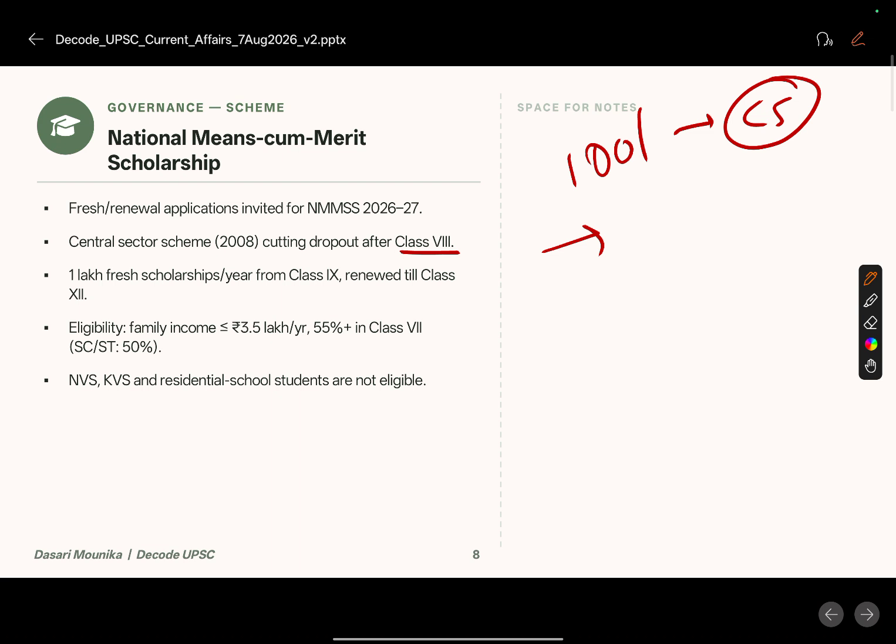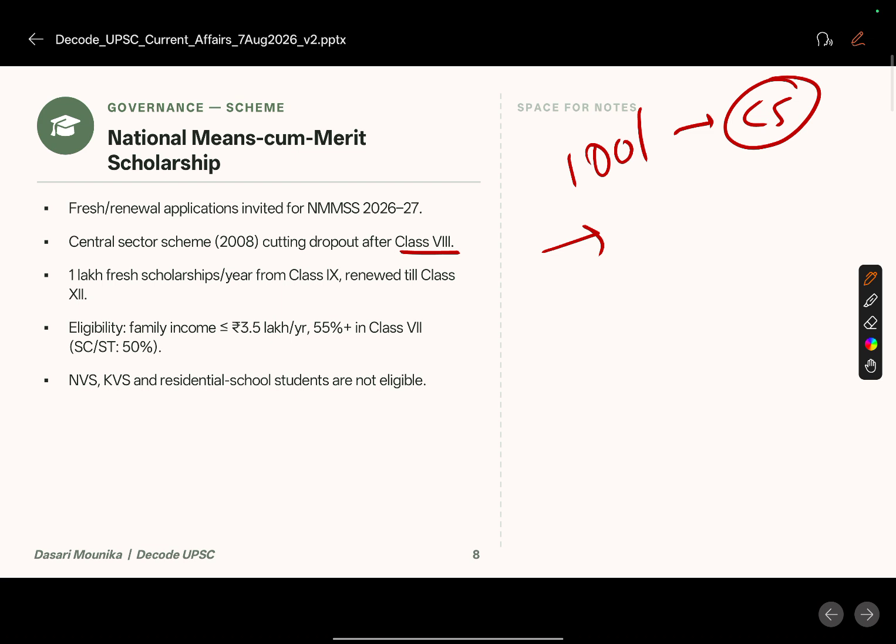For people who want to apply for this, the family income should be less than or equal to 3.5 lakh per year, and also 55 percent plus marks in class 7, and for SC/STs it has to be 50 percent. Clear? That is the National Means-cum-Merit Scholarship. Kendriya Vidyalaya schools and residential schools are not eligible for this. Clear?